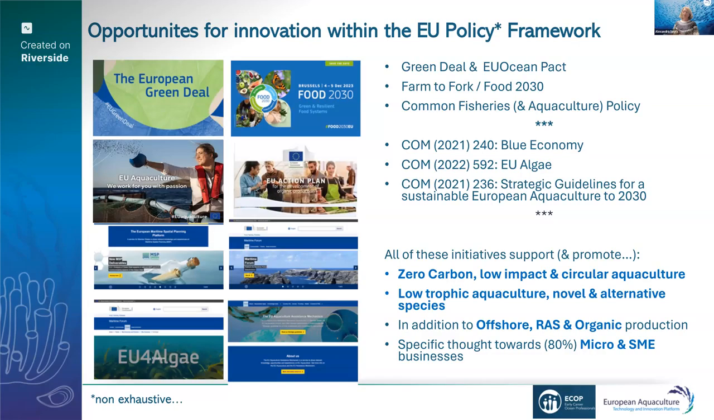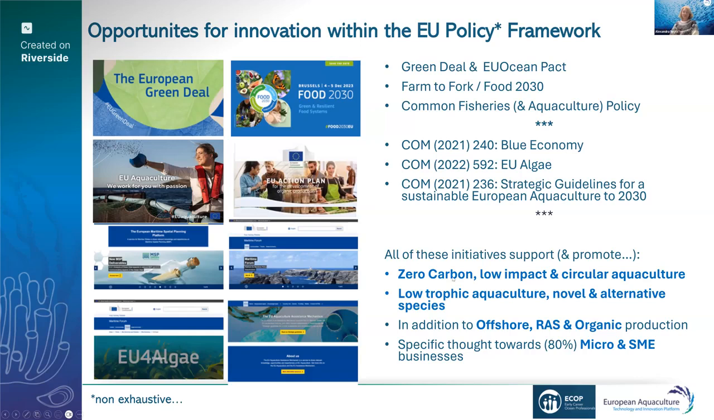Here, for example, which is also very close to the Ocean Decade, is the Ocean Pact that has been launched. Also the Green Deal sets a lot of the framework that we have to work within, and of course the Farm to Fork, which is also part of the Green Deal, and the Fruit 2030 strategy. There's a common fisheries and aquaculture policy, and then there are several communications that have been launched. The most important of them is the strategic guidelines for a sustainable European aquaculture sector for 2030, which puts a lot of recommendations on how different member states need to look into their development of aquaculture.